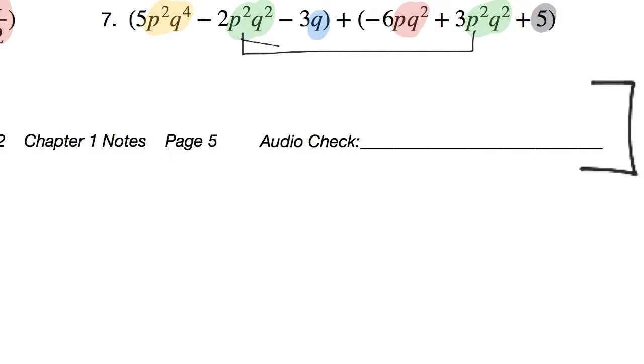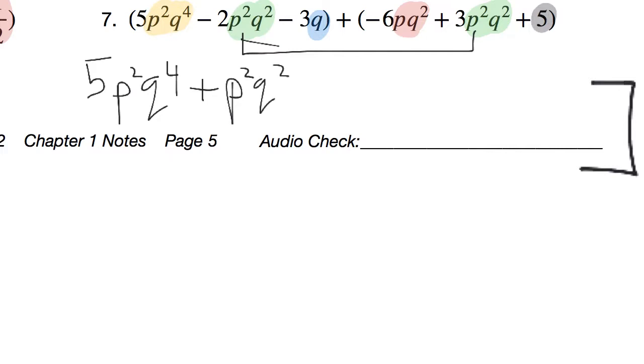So I'm going to write out 5p squared q to the 4th, minus 2 plus 3, that gives you a positive 1 p squared q squared. And then I'm just going to write out the rest of them. 3q minus 6pq plus 5.